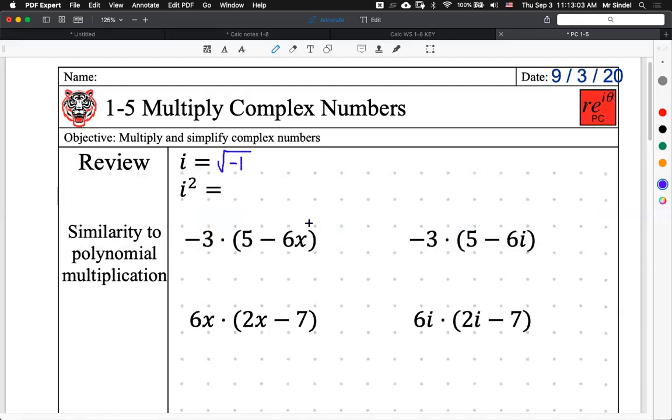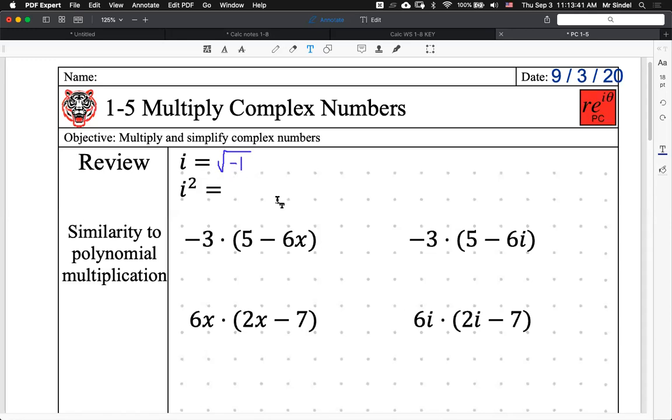i squared. Aurelio, are you there? I'm not sure what i squared is. Okay, let me help you walk through this. If I square both sides of i, it turns into i squared on the left. If I square the square root, what's going to happen on the right-hand side? The square root and square are going to cancel each other out, and you're left with what?